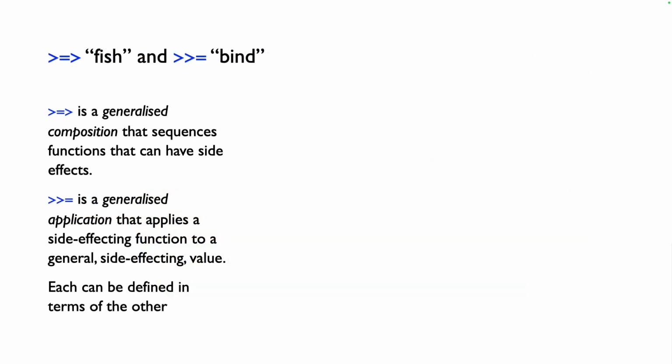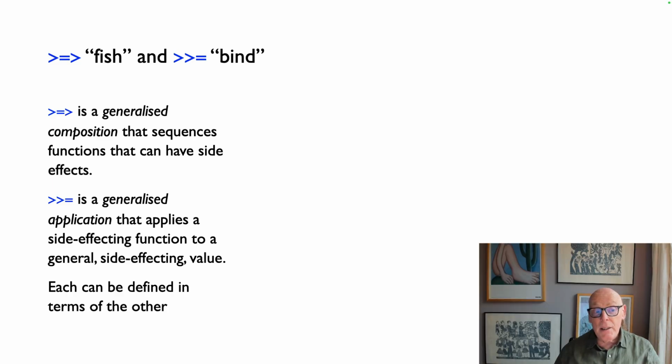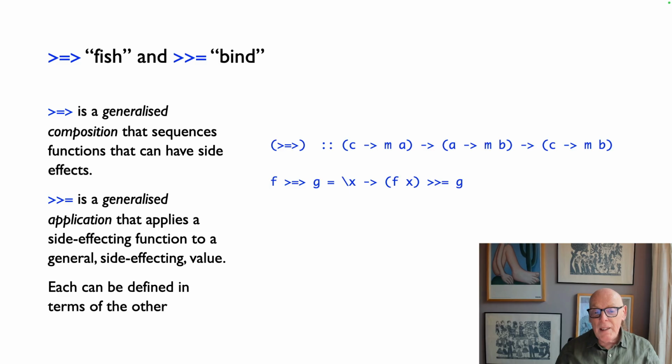Now, this operator fish is closely related to this operator bind. And as I've explained, fish is a generalized composition that sequences functions with side effects. Now, bind you can think of in the same way. It's a generalized application that applies a side effecting function to a general side effecting value. And what I'm going to show you now is you can define each of these in terms of the other one.